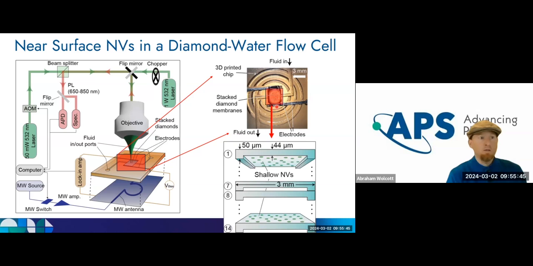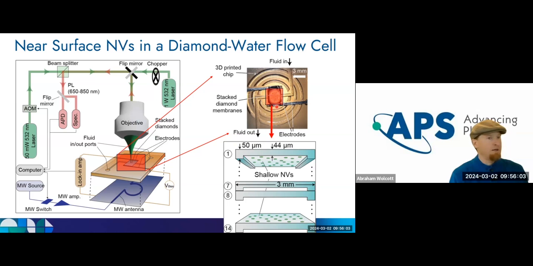If we were to then zoom in on our membranes, the membranes are 3 by 3 millimeters in XY, and at their thinnest section, they are 44 microns in the Z direction. They've been irradiated with nitrogen vacancy centers to about 5 to 10 nanometers with some residual straggle.